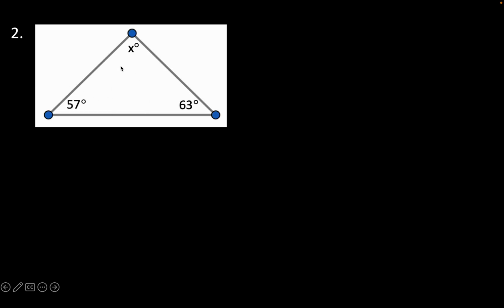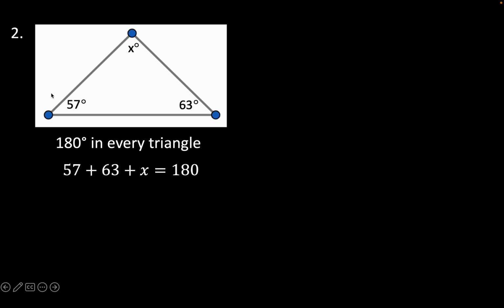Number 2, same thing. This is something you've got to make sure you know: all three angles add up to 180. So what you would do is say 57 plus 63 plus x equals 180. Do the algebra to find out that x is 60. That's got to be something that becomes natural.